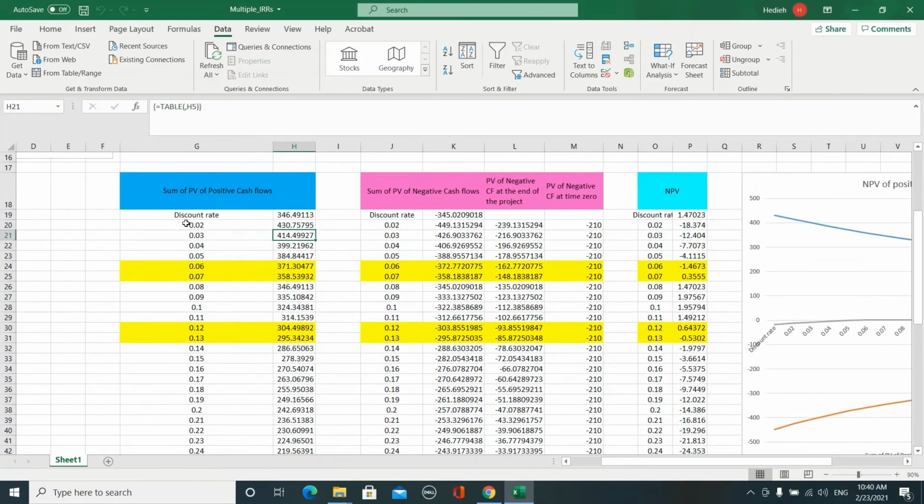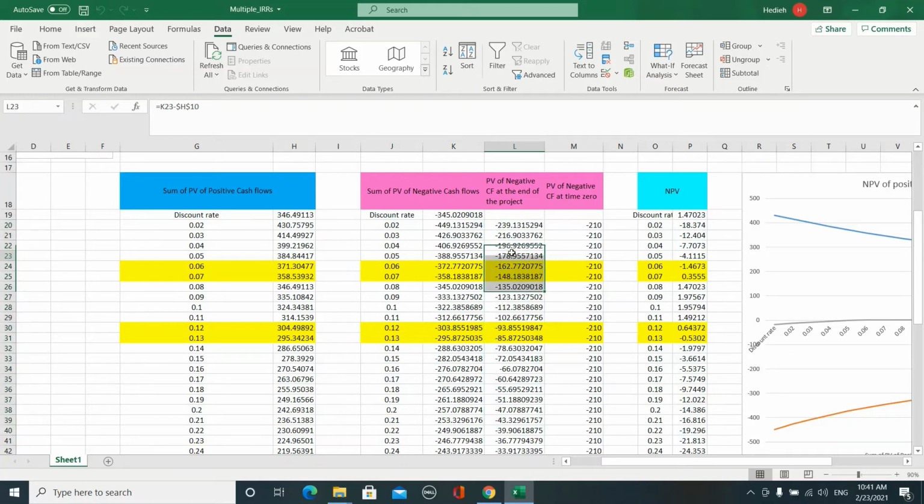Okay, we have two tables. In the first table, I have the sum of the present value of positive cash flows. In the second table, I have the sum of the present value of negative cash flows in that project. Remember, negative cash flows of this project can be categorized in two groups. One of them is a negative cash flow at time 0. It never gets discounted and it is always fixed. Another negative cash flow is the cash flow that happens at the end of the project, and when you calculate its present value, it gets discounted.